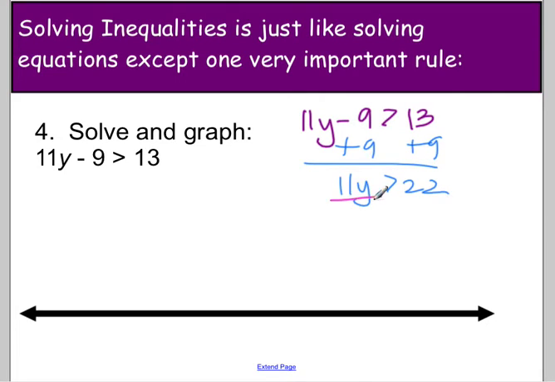And then I would divide both sides by 11. 11 is positive, so my sign does not flip. So y is greater than 22 divided by 11, which is 2. Okay, so here's my solution. Now I need to go ahead and graph it.